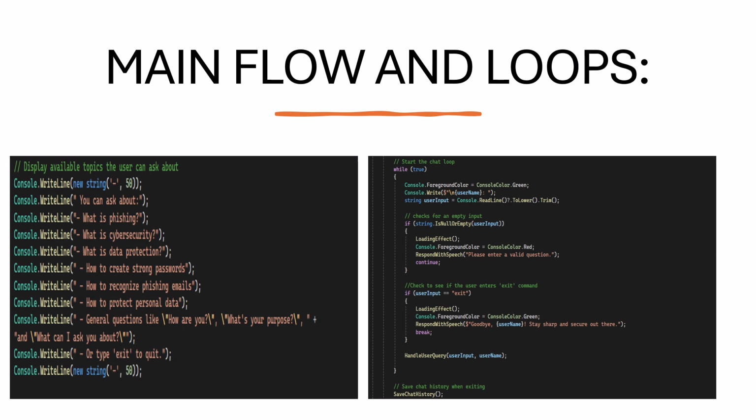Throughout the interaction, the chatbot uses a combination of console colors to differentiate between user input, chatbot responses, and system messages, making the conversation clear and visually organized. When the session ends, the chatbot saves the chat history, preserving the conversation for future reference or analysis.